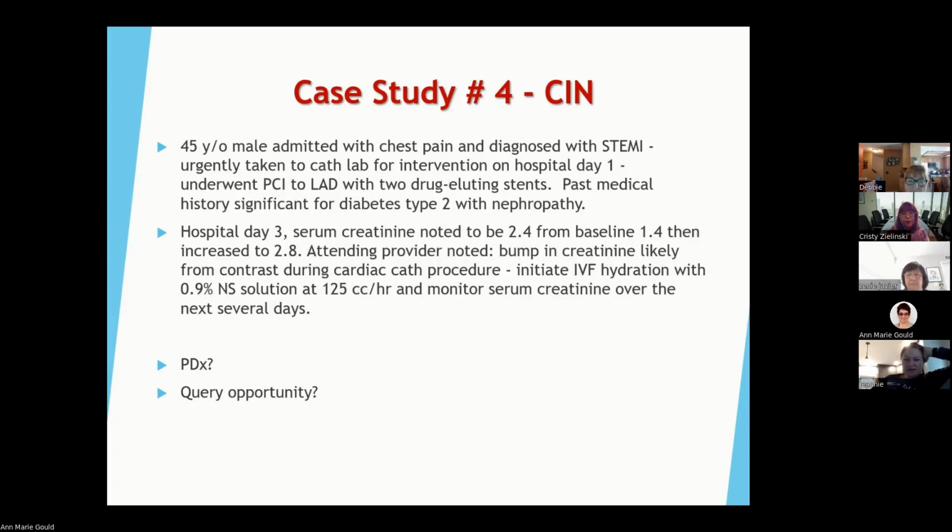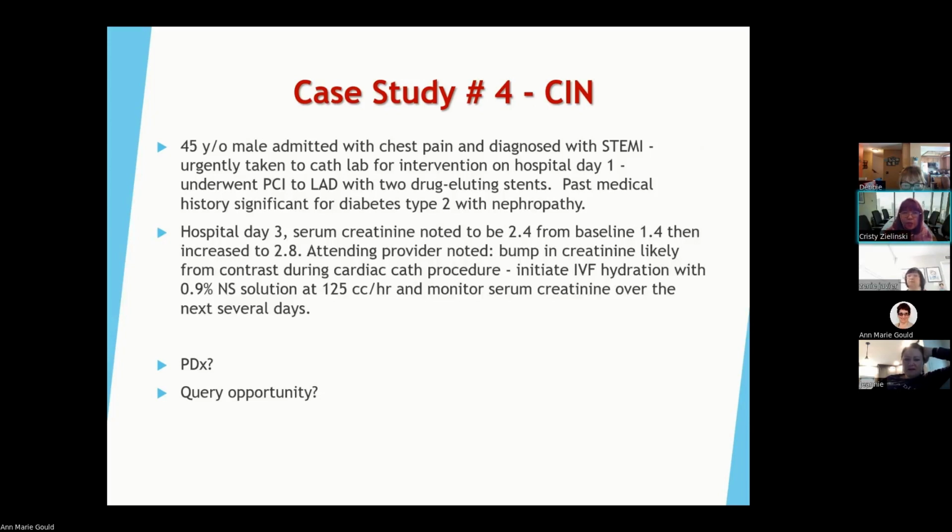Because he just said AKI. Right, they've got to link it. You're going to link the AKI, and your clinical indicators are the elevation of the creatinine. We know the baseline, the initiated IV fluids and their serial monitoring. Okay, yeah. So that would be yes. So the main thing here is just linking the contrast-induced nephropathy to AKI.